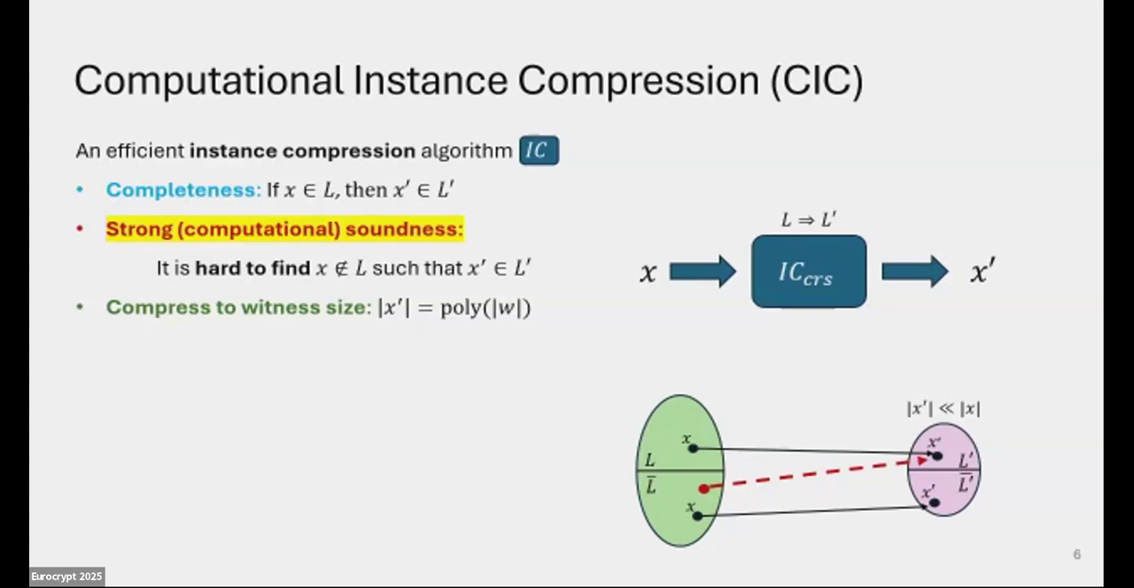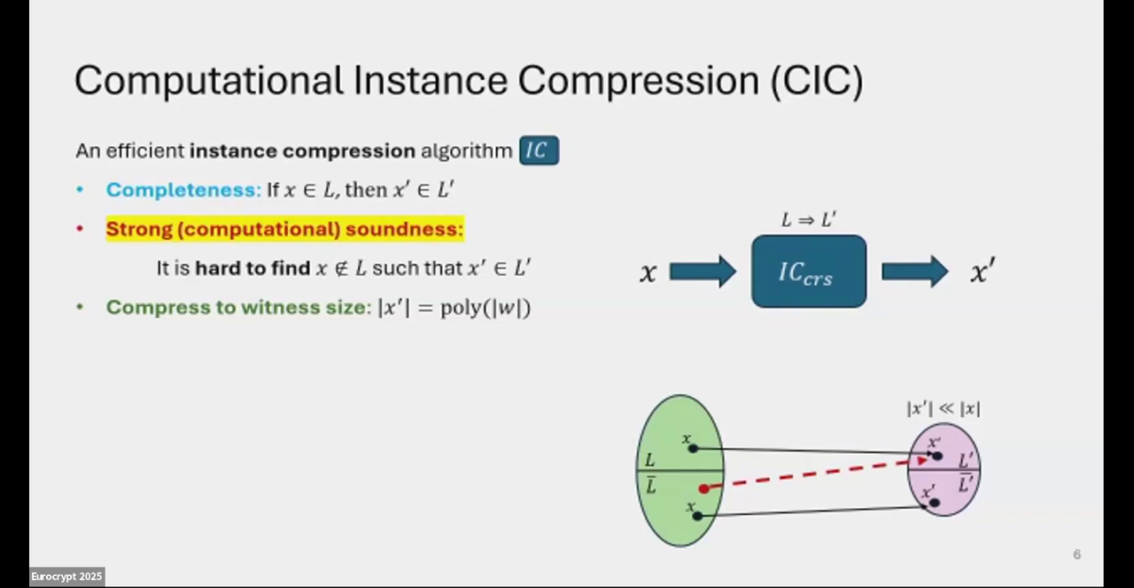We want that it will be computationally hard to find an instance that is not in the language and is mapped to a new instance, x prime, that is in L prime. So you can see in the red arrow here that it might be that there are wrong mappings from instances that are not in the language to instances in L prime, but it is going to be computationally hard to find them. The question is, first of all, is this enough for constructing CRH, and do we have this from cryptographic assumptions?